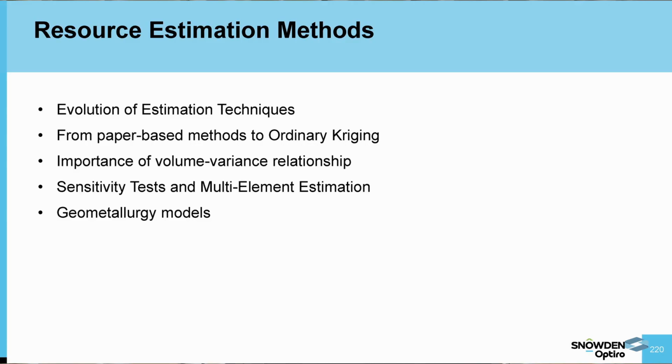So the next aspect is resource estimation methods. They have been evolving, from the paper-based method to ordinary kriging, but I think the most important thing we resource geologists should keep in mind is the volume-variance relationship. Whatever method we use, we need to honor this relationship, and as geologists, we always have a very good intuition about that. Whether it's simple ordinary kriging or more complicated nonlinear estimation methods, the fundamental is this relationship, and if you get this relationship right, you can't be too wrong.